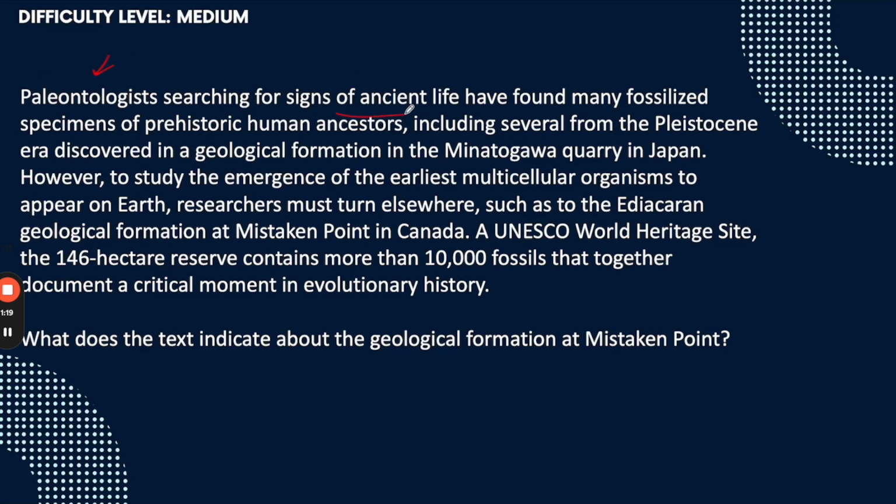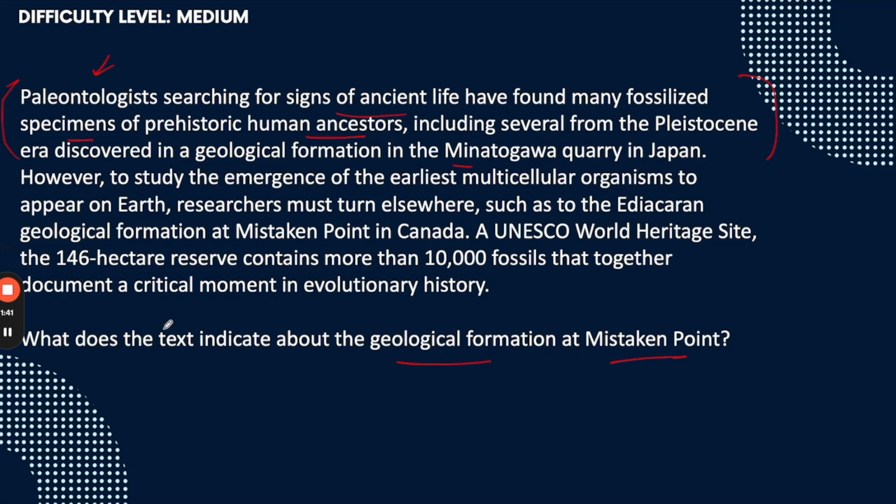They're searching for ancient life, and they have found many specimens of prehistoric human ancestors, including several from the P era discovered in a geological formation in M. Kure in Japan. Now this is talking about something else. It's talking about M. Kure in Japan. And what are we looking for? We're looking for the geological formation at Mistaken Point.